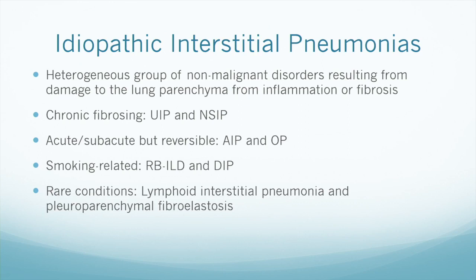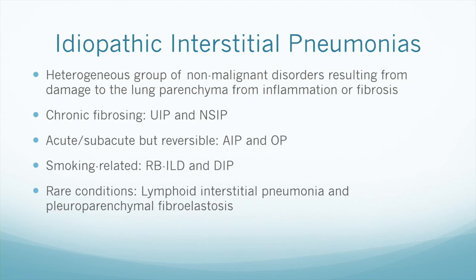Idiopathic pulmonary fibrosis ultimately falls under the category of idiopathic interstitial pneumonias. This is essentially the alphabet soup that you probably remember from residency. This entire category can be defined as a heterogeneous group of non-malignant disorders resulting from damage to lung parenchyma from either inflammation or fibrosis. So we have our chronic fibrosing, the usual interstitial pneumonia, and NSIP, non-specific interstitial pneumonia. The usual interstitial pneumonia pattern that we see correlates with the clinical diagnosis of IPF, idiopathic pulmonary fibrosis.